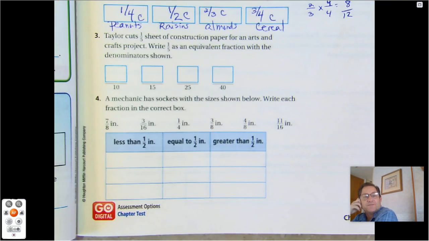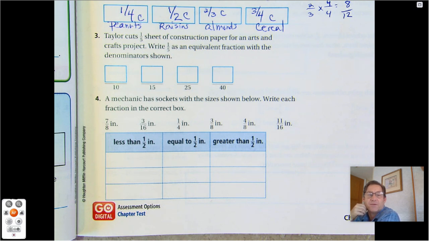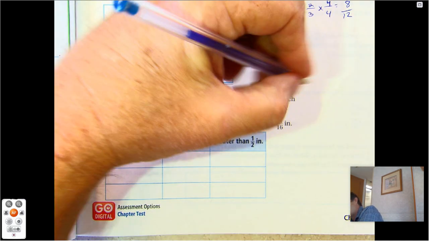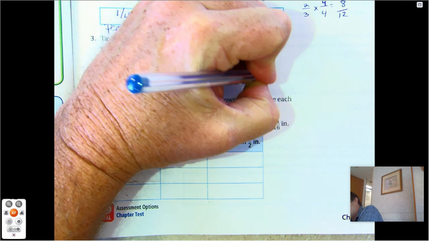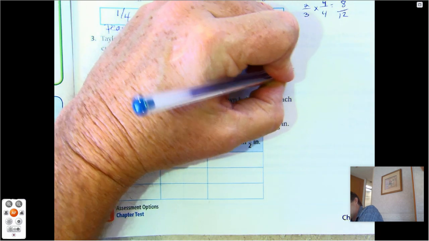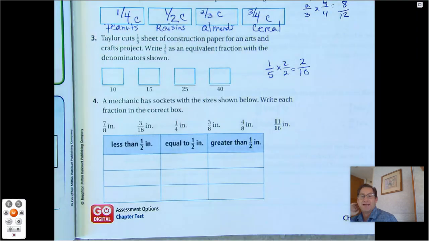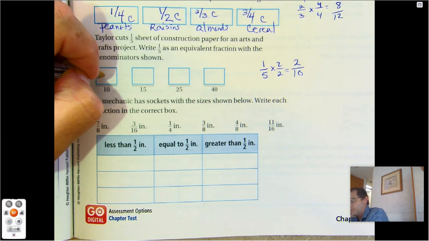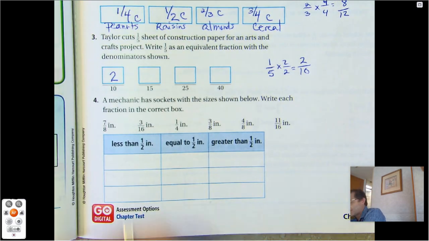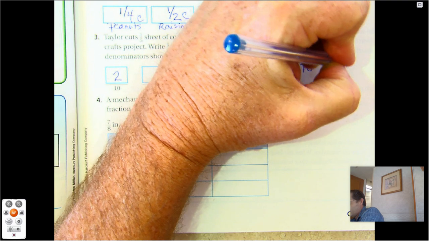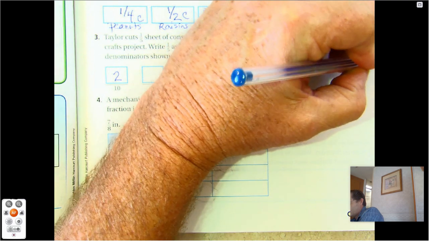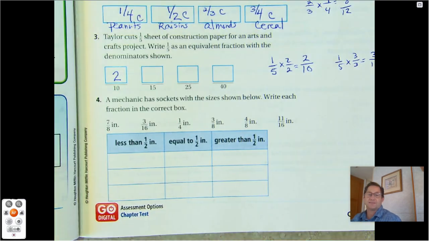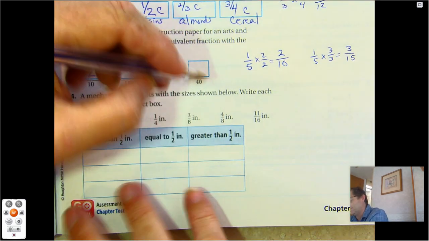Taylor cuts a fifth sheet of construction paper for an arts craft project. Write 1/5 as an equivalent fraction with the denominators shown. Okay, so if we start with 1/5 and then we multiply that by 2, we would get 2/10. So this one must be 2/10. Then if we take 1/5 and multiply by 3, we get 3/15. Okay.